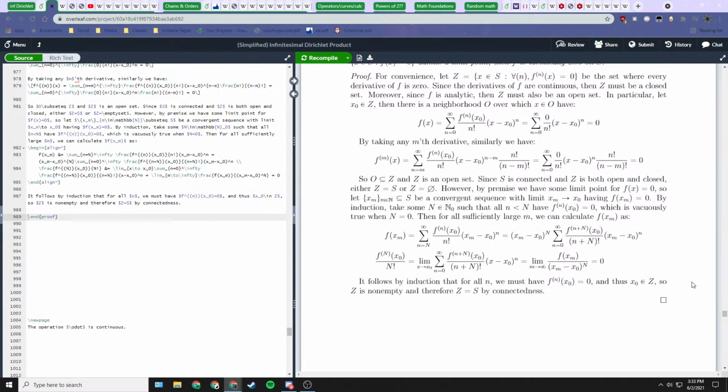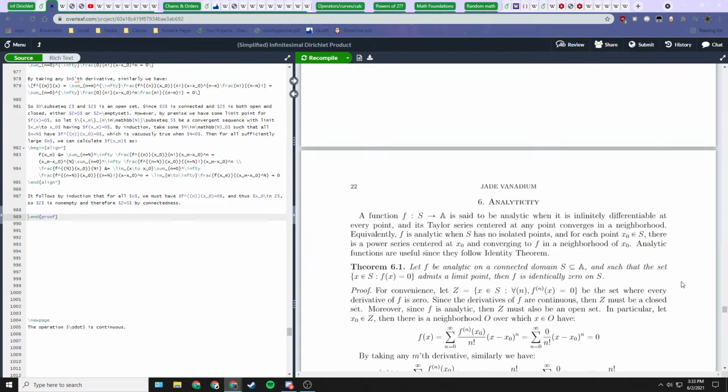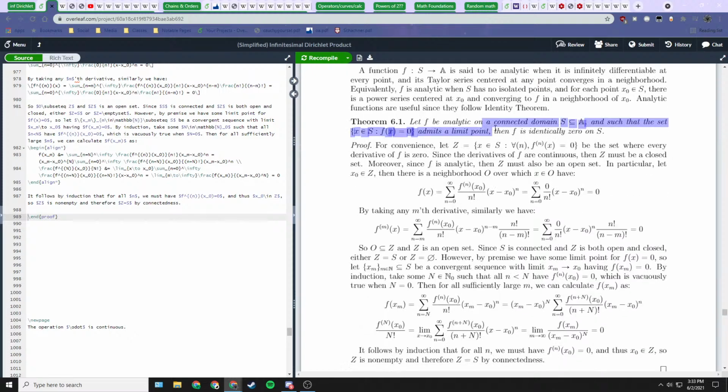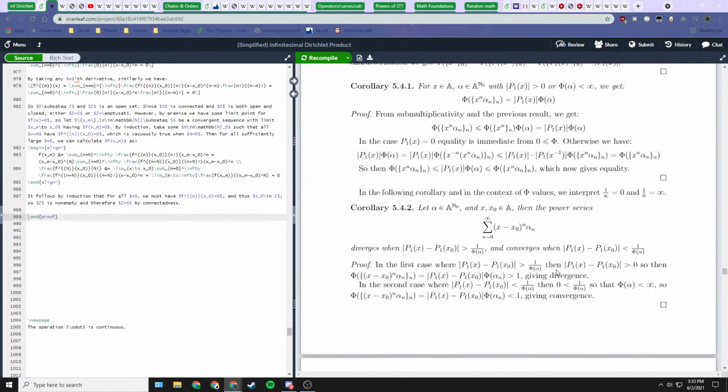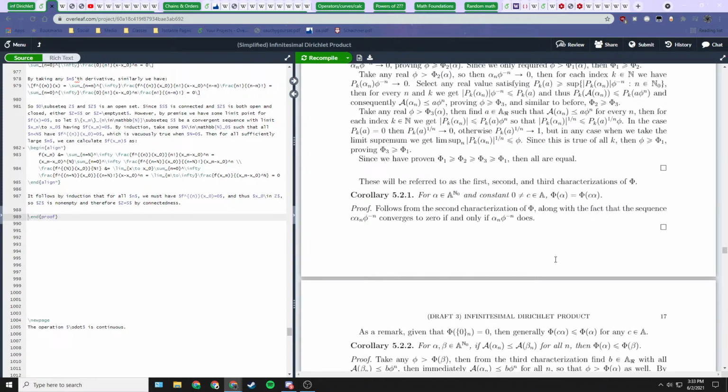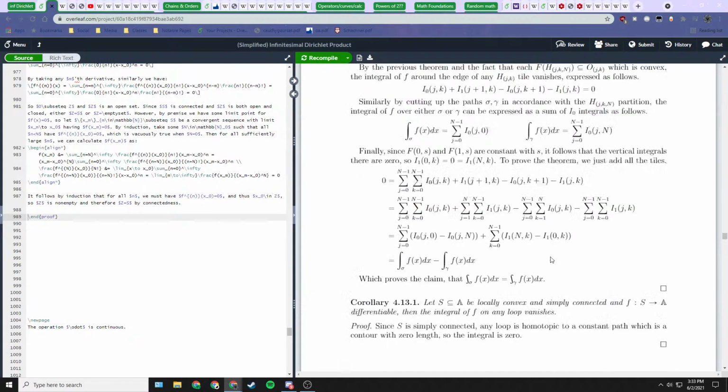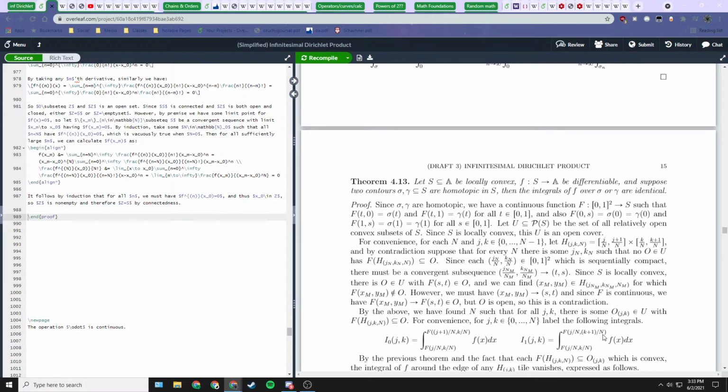Do you have any questions on any of this so far? On this identity theorem, or the other proofs we had done on integration? For path independence, and so on.